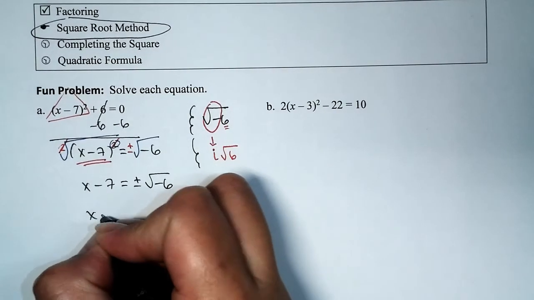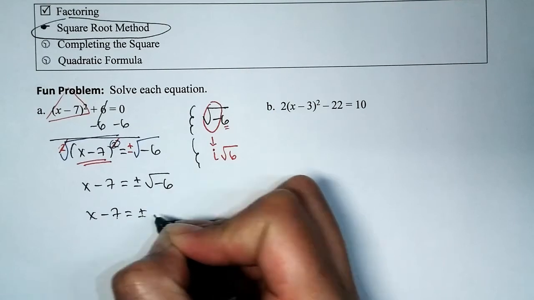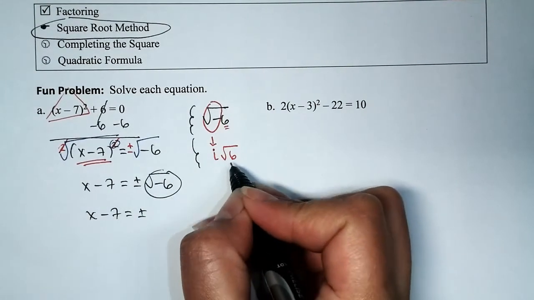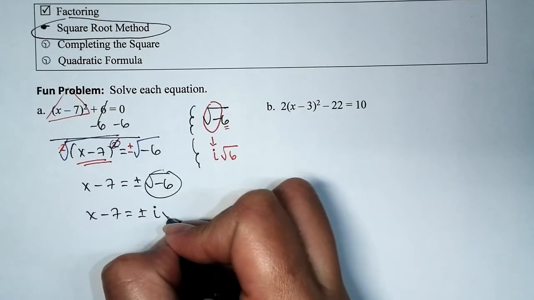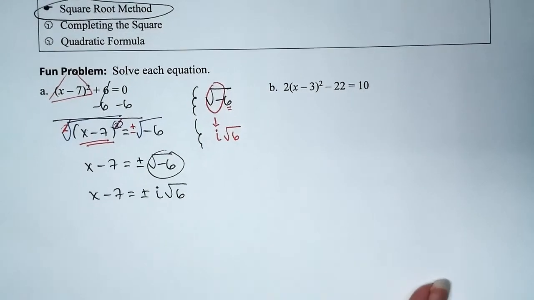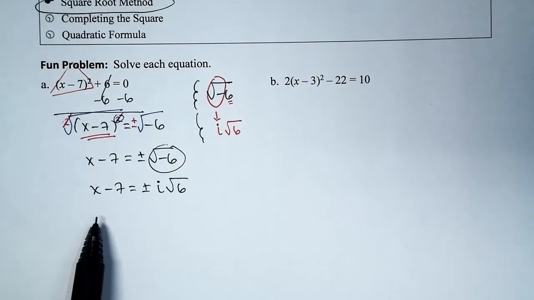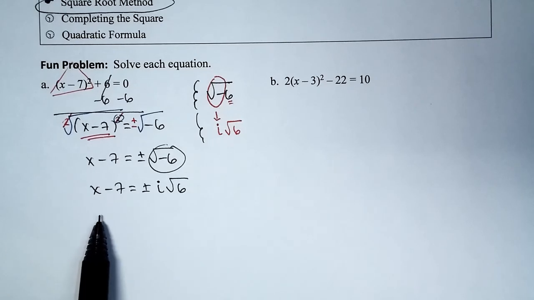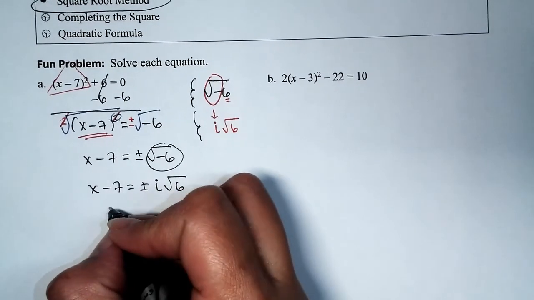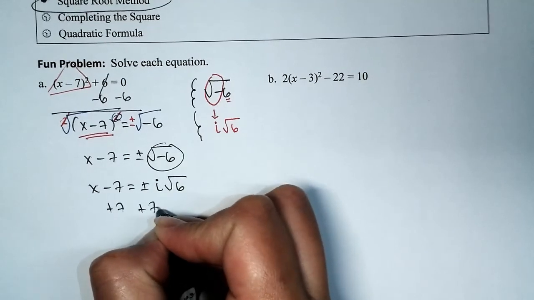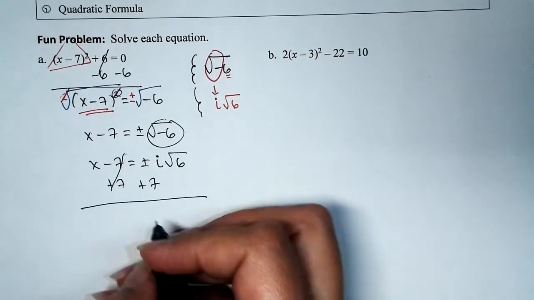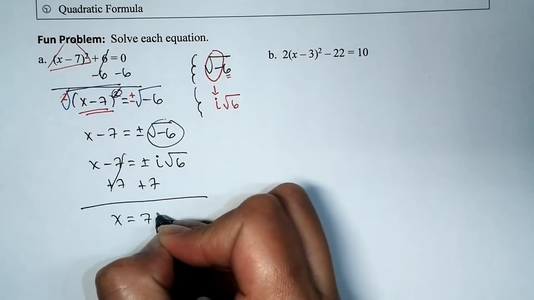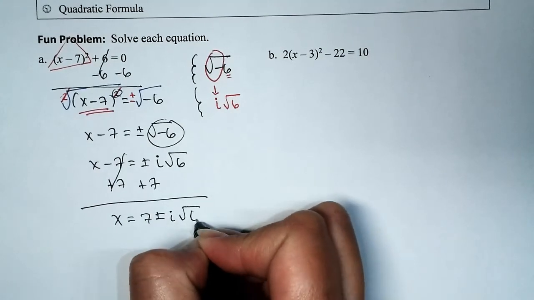So we have x minus 7 is equal to positive or negative the square root of negative 6, which simplifies to i times the square root of 6. Fantastic. Let's continue to work our magic to isolate the variable term. To undo the subtraction by 7, let's add it to both sides, and that will leave us with x equals 7 plus or minus i square root of 6.